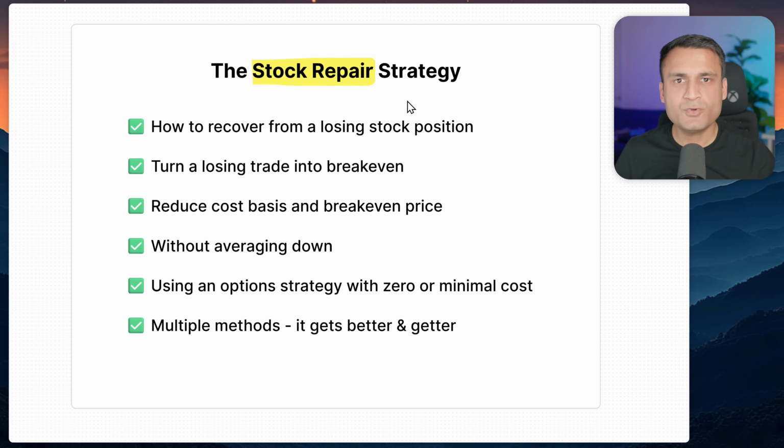In this video, I'm going to show you an option strategy to repair a losing stock position. You can use this strategy to repair any stock positions which are down bad. So for example, if you bought shares of any companies like Palantir or Robinhood, which are down 20-30%, you can use this strategy to recover from those losses without buying any new shares or averaging down.